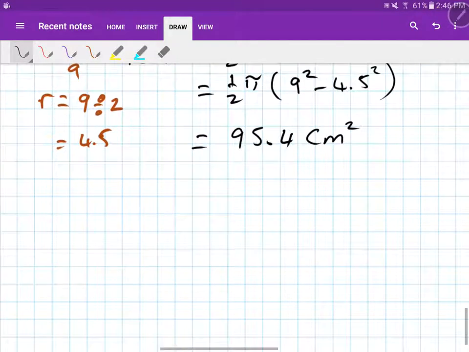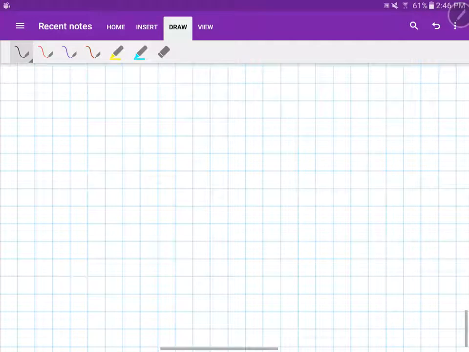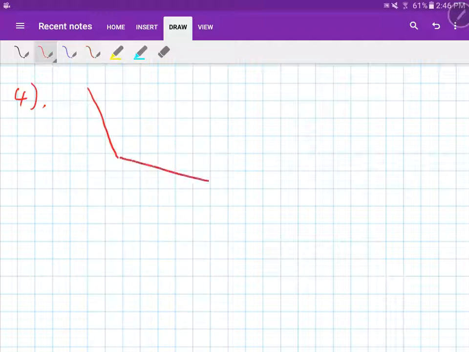Thank you very much. You're doing well. Let's do 2 more. So let's say number 4. Let's say I got a shape like this. Let's say if I give you this, and this is like that. I'll just redo it again, makes it look a bit better.